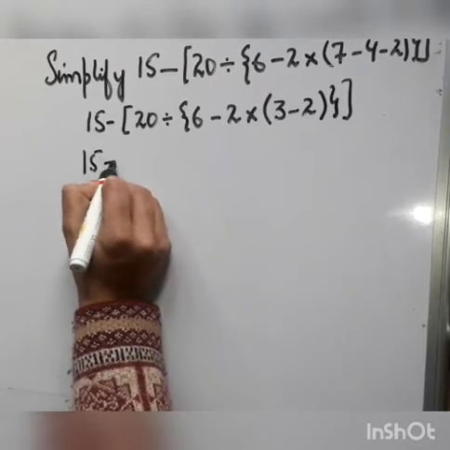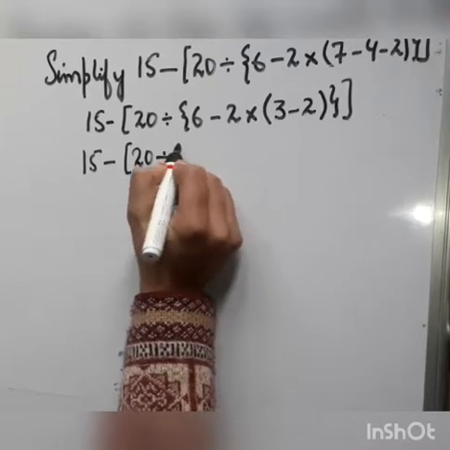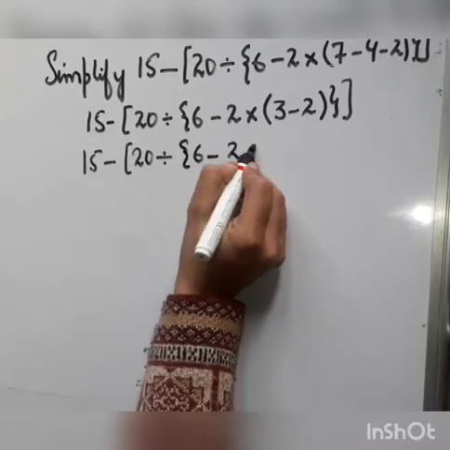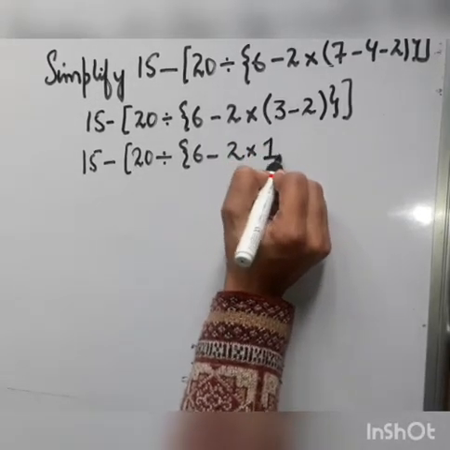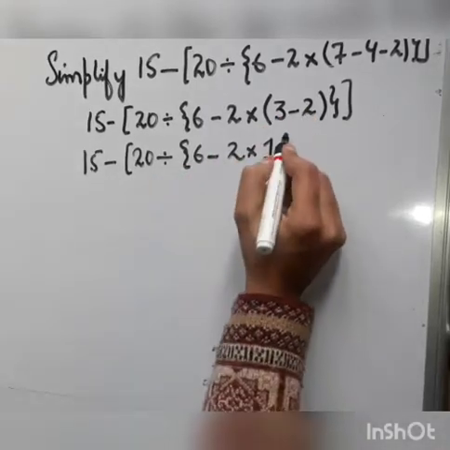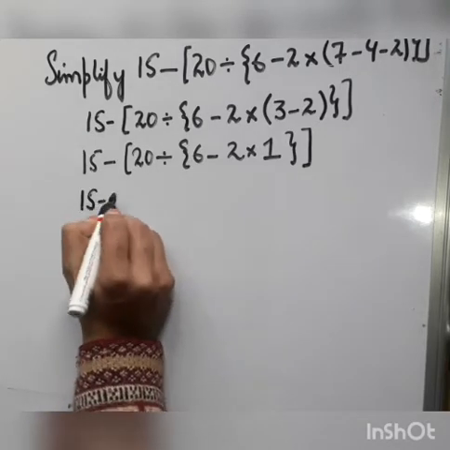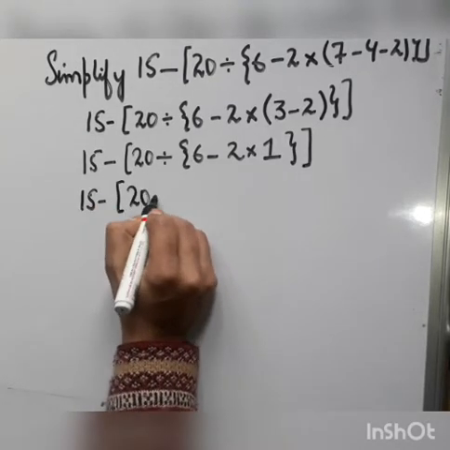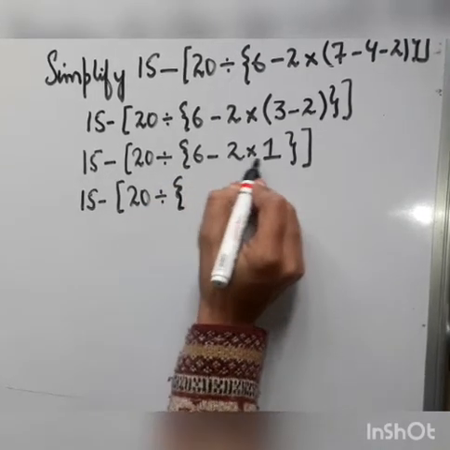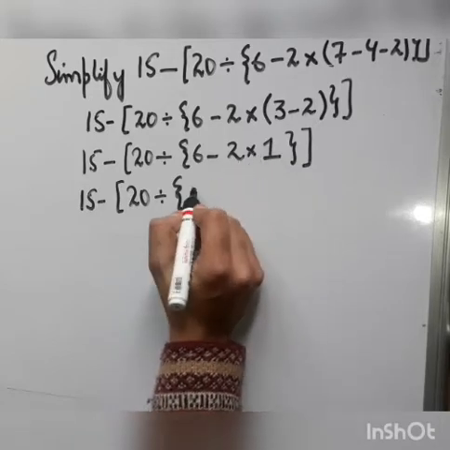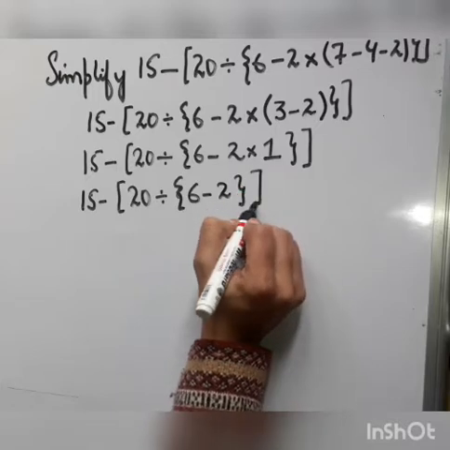Then 15 minus, square brackets start, 20 divided by, curly brackets, 6 minus 2 multiplied by, now within this small brackets we have 3 minus 2. 3 minus 2 is 1. This small bracket will now be removed. Then 15 minus, square bracket start, 20 divided by, now within this curly brackets we have 6 minus 2 into 1. First we'll do this multiplication. 2 into 1 is 2. So 6 minus 2, then curly brackets close, then square brackets close.